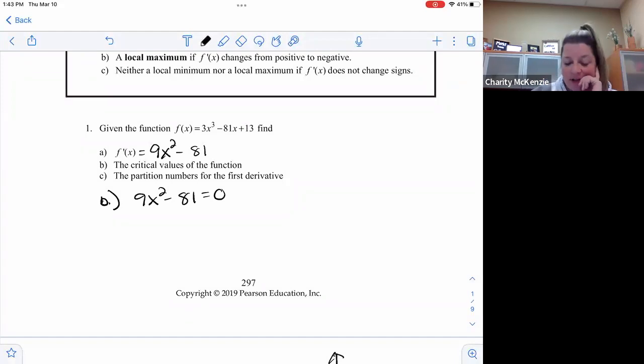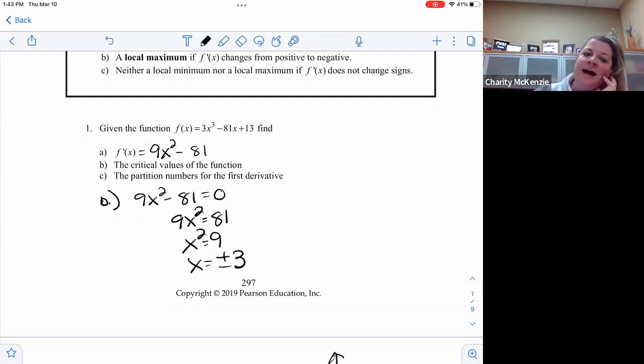So we have to look at those. So we'll add the 81 over and we get 9x squared equals 81. Divide by 9 and we get 9. So x squared equals 9. So I get two values, positive and negative 3, when I take the square root.